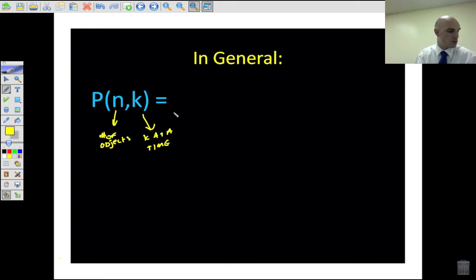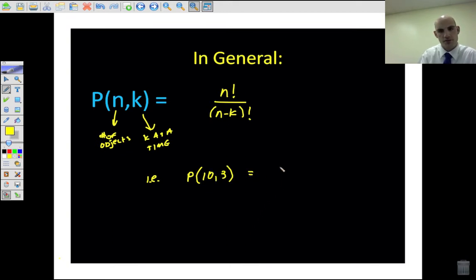Okay? This is what it means. P to the n k is going to be equal to n factorial over n minus k factorial. So, for example, if we have P of 10, 3, like in our previous example, this is really going to be equal to 10 factorial over 10 minus 3 factorial, which is equal to 10 factorial over 7 factorial. Watch what I do here.